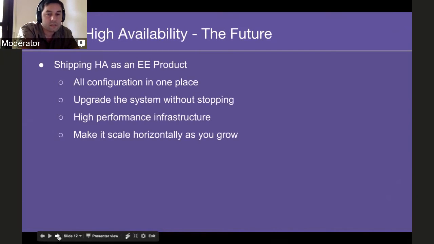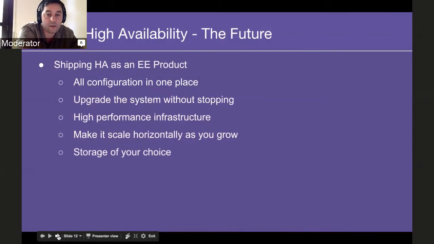We want to make it horizontally scale as you grow, right? The same thing we're doing right now with 20 nodes, right? We didn't start it with 20 nodes. We added them as we needed them, right? We want to offer the same thing to our customers. If you need more power, you can have more power.